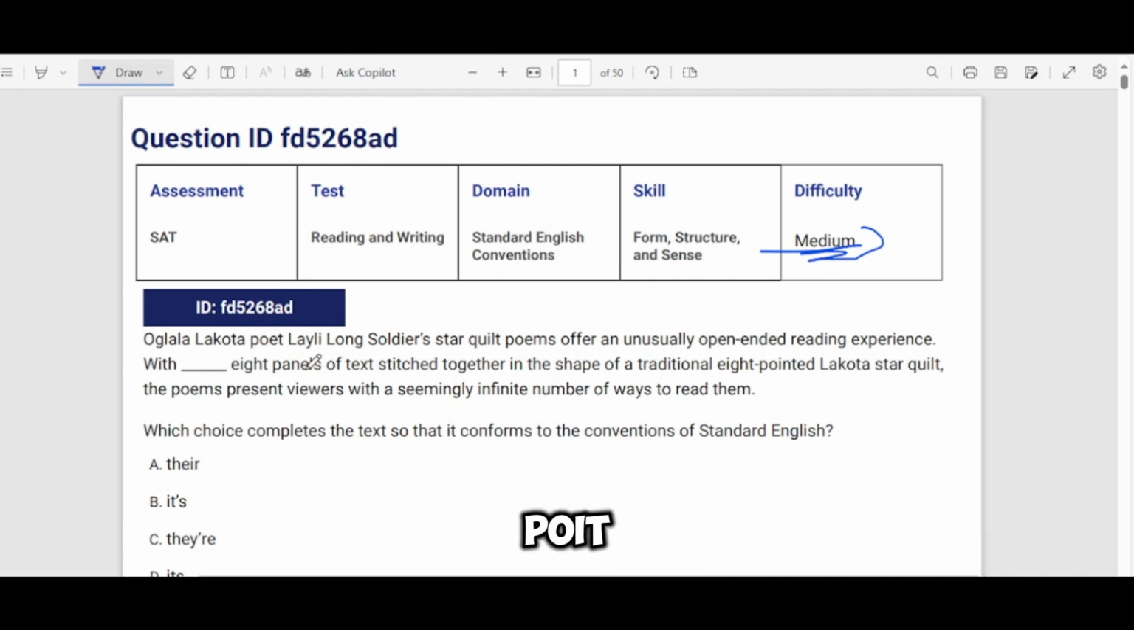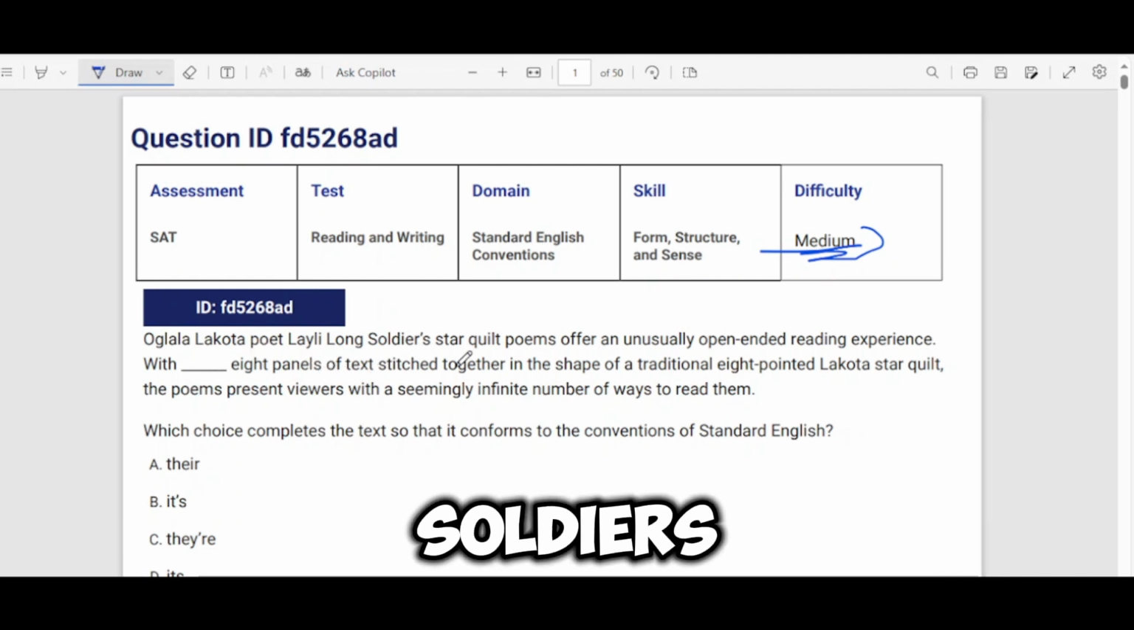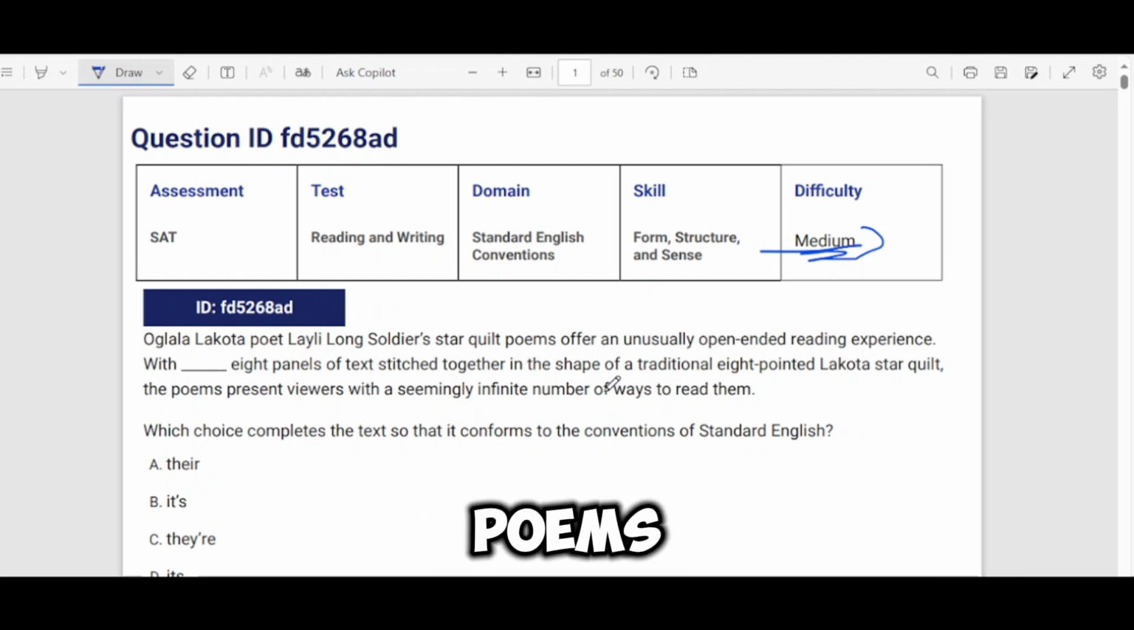Oglala Lakota poet Layli Long Soldier's star quilt poems offer an unusually open-ended reading experience. With dash 8 panels of text stitched together in the shape of a traditional 8-pointed Lakota star quilt, the poems present viewers with a seemingly infinite number of ways to read them.